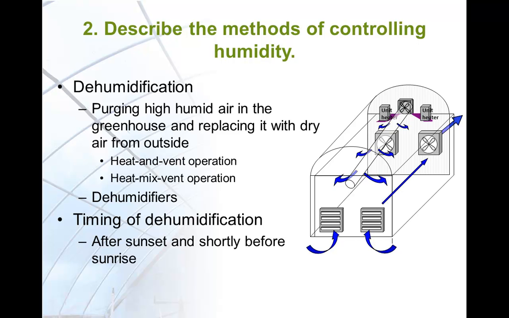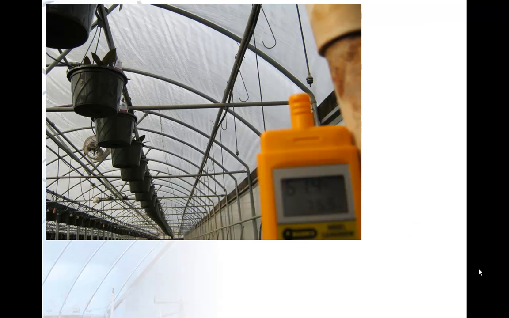And the second timing for the dehumidification operation is shortly before sunrise. The purpose of this operation is to reduce humidity and to increase vapor pressure deficit to wake up plants and get them ready for gas exchange and photosynthesis.